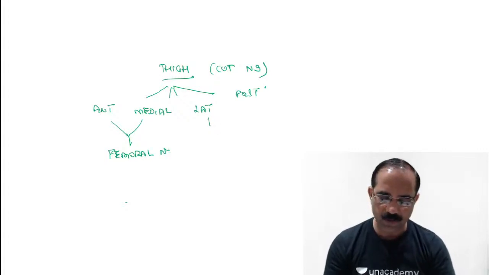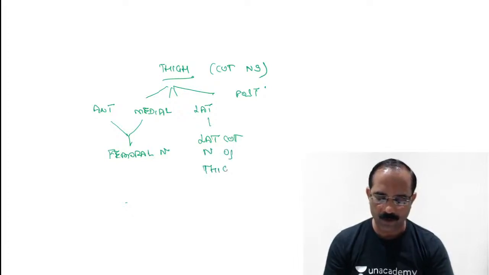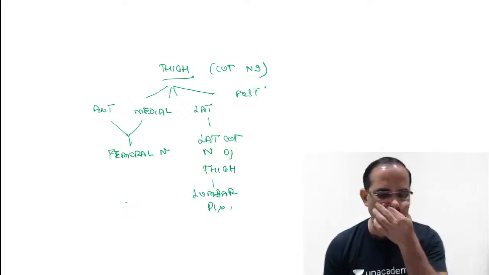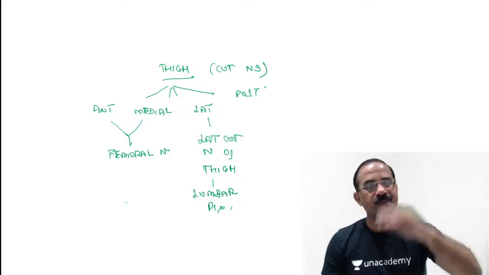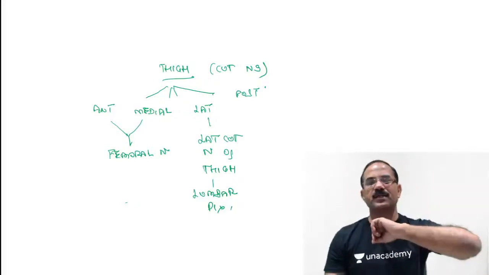Who supplies the skin on the lateral aspect of the thigh? That's the lateral cutaneous nerve of thigh. Lateral cutaneous nerve of thigh, this is a branch of lumbar plexus. It's a branch of lumbar plexus. Students, and this nerve gets compressed against the inguinal ligament. This is the nerve which gets compressed against the inguinal ligament.